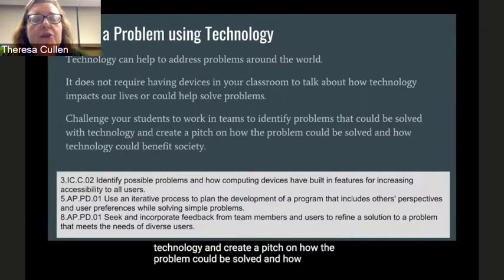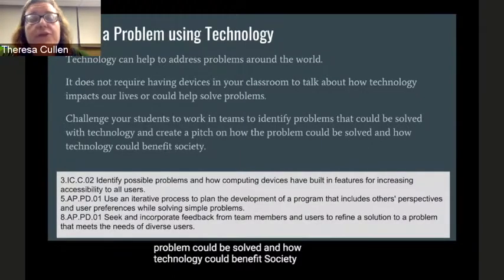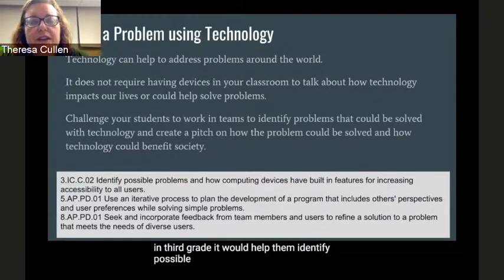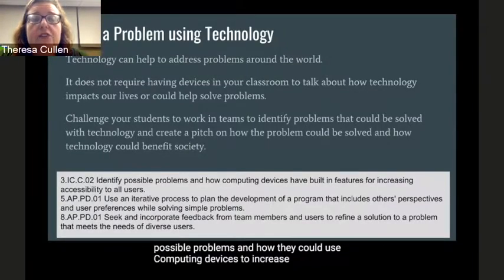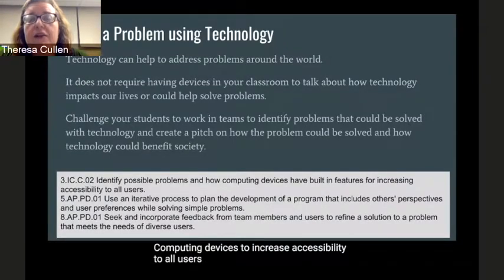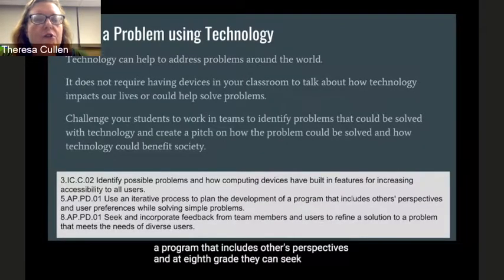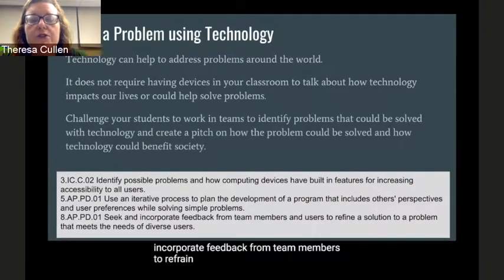If we look at the computer science standards, I just grabbed a few that this activity would meet. In third grade, it would help them identify possible problems and how they could use computing devices to increase accessibility to all users. In fifth grade, they could use an iterative process to plan the development of a program that includes others' perspectives. And at eighth grade, they can seek and incorporate feedback from team members to refine a solution to a problem that meets the needs of diverse users.